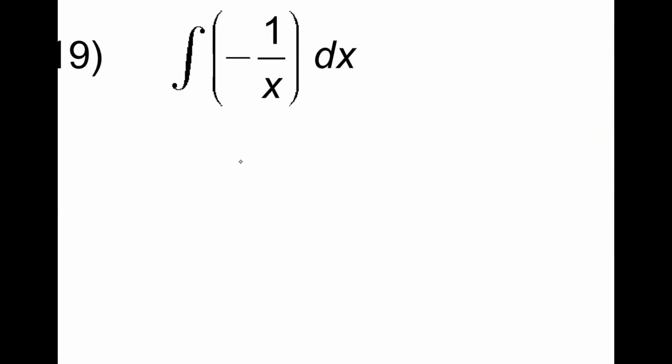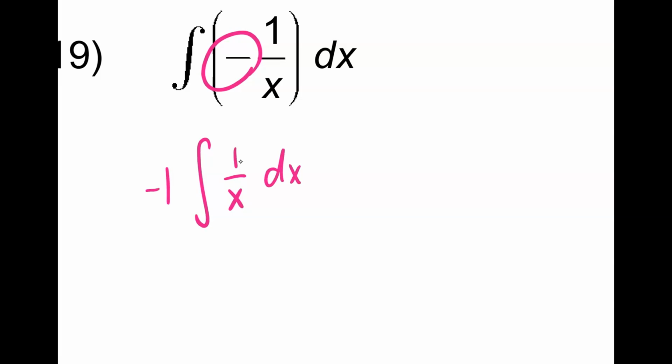So number 19. What you could do is first I'm multiplying by a negative 1. So I could pull out the negative 1 since it's a constant. And then I could just take the antiderivative of 1 over x dx.